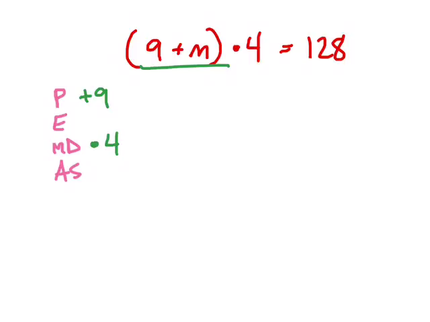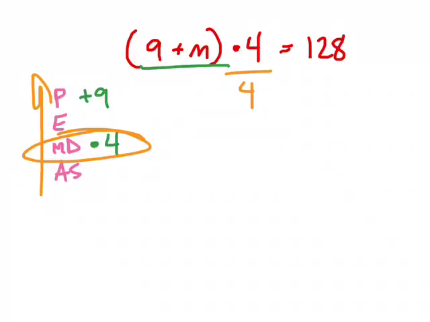Still though, I'm going to do this in reverse. I've got to back it up in the opposite way. So I'm going to undo my multiplication and division first this time before I do my addition and subtraction, because the addition and subtraction was in the parentheses. So I'll divide by 4 to cancel out the multiplication by 4. Again, doing it on both sides.